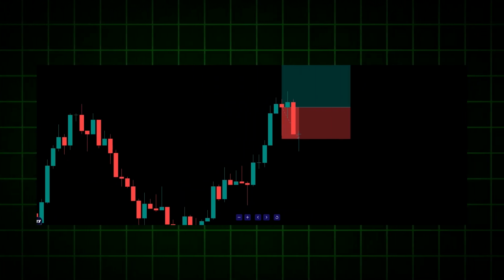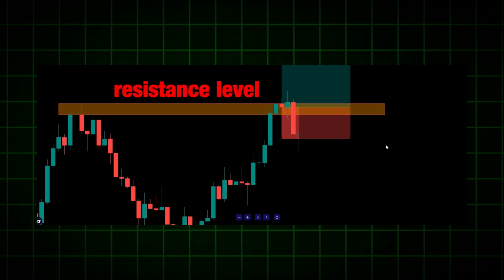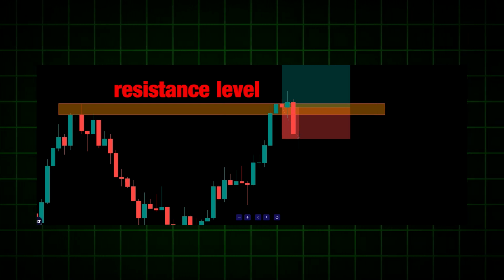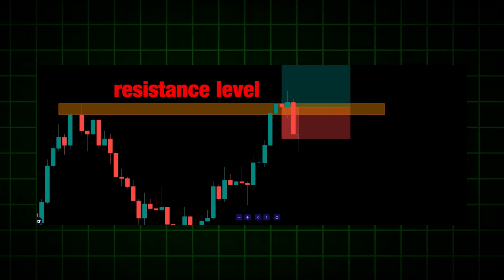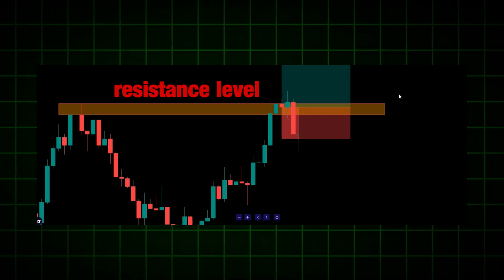The reason the pattern didn't work is that a significant resistance level was in its way, and that resistance level had a stronger impact than the pin bar pattern. Thus, always remember, the location of a candlestick pattern is far more critical than the pattern itself.